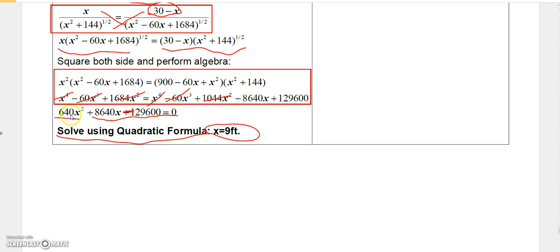Okay, but anyway, use the quadratic formula with A equals 640, B equals 8640, and C equals 129,600, and then you can solve that for 9. If the answer is 9, I'm sure that would factor, but it might be kind of hard to factor since the numbers are so large. But x should be 9.